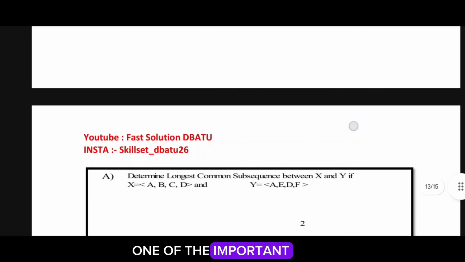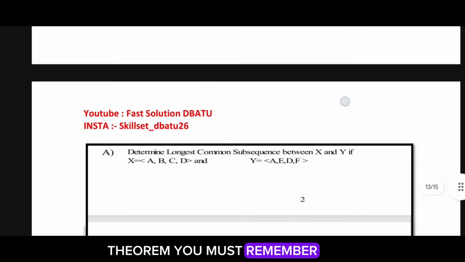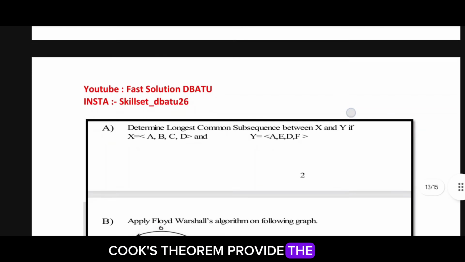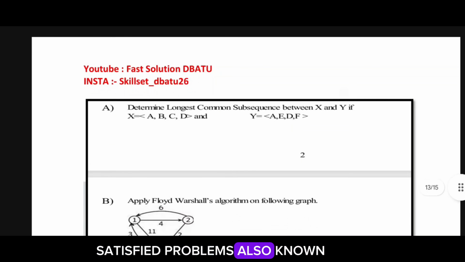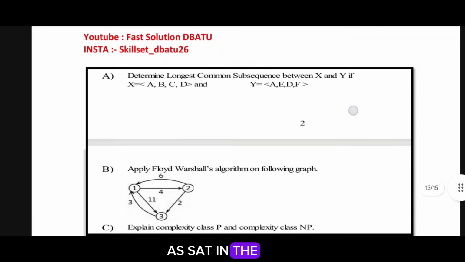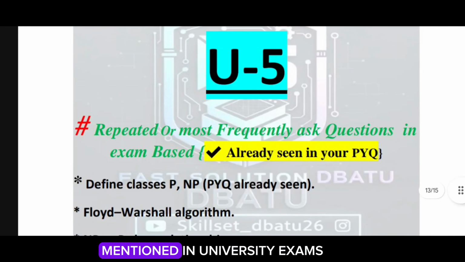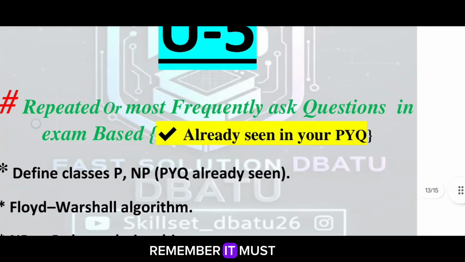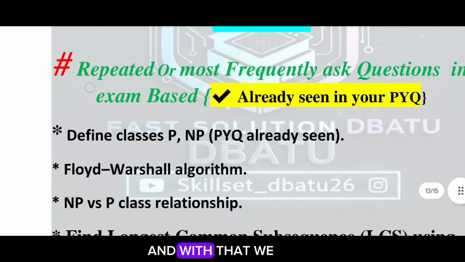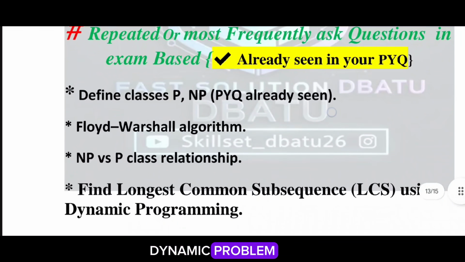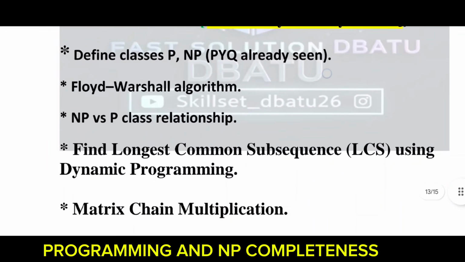One of the important theorems you must remember is Cook's theorem. Cook's theorem proves that the satisfiability problem, also known as SAT, is an NP complete problem. This theorem is frequently mentioned in university exams, so make sure you remember it. And with that, we complete our unit number 5, that means dynamic programming and NP completeness.